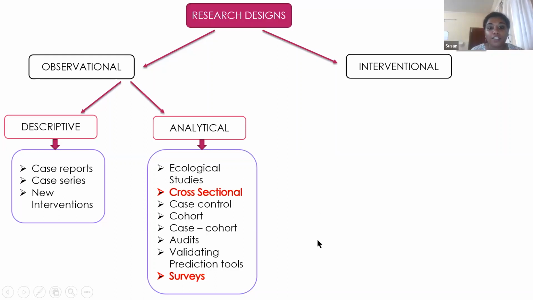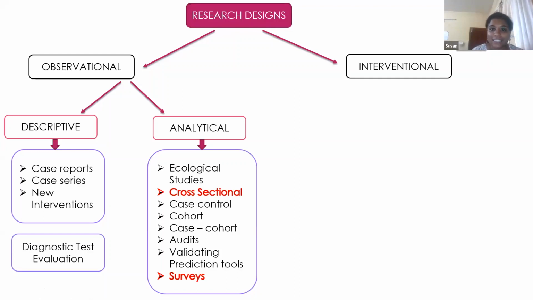So there are different kinds of analytical studies, which include our ecological studies, cross-sectional, case control, case cohort, audits, validating prediction tools, and even surveys are to an extent a type of analytical studies. Another kind which we can put under observational will be our diagnostic test evaluation. It's very shortly put where we compare a new test with an existing gold standard test to find out how good this new test is when compared to a gold standard.